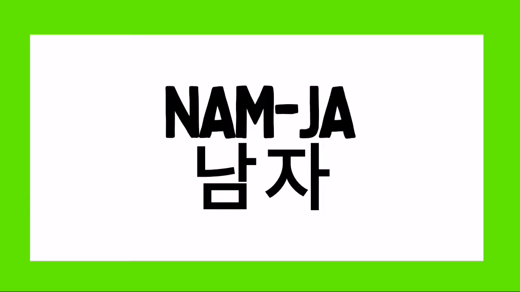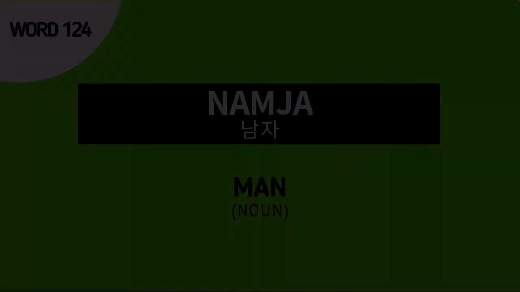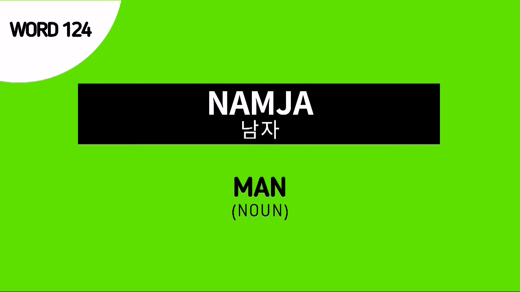Word number 124. Namja. This is pronounced as a two-syllable word. The first syllable is nam, the second syllable is ja. Pronounce it with me. Namja. Namja is simply the Korean noun for man. Again, it's the Korean noun for man.